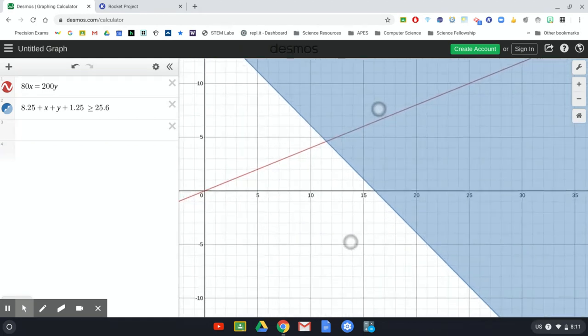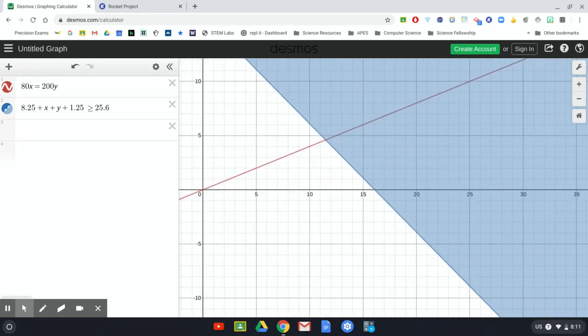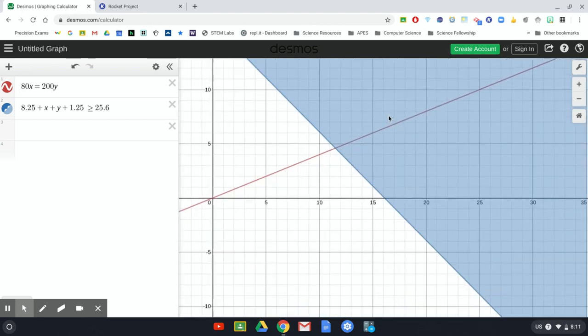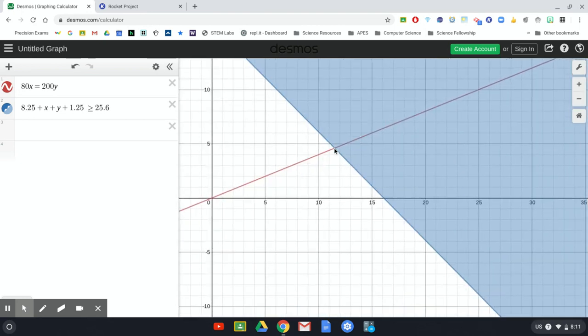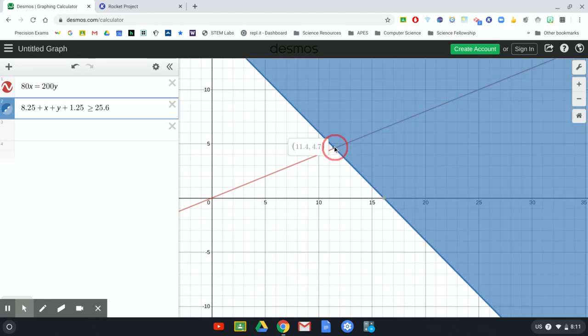So for example, if I just wanted to go with the smallest I could possibly make it and still meet my conditions, I would want to pick this point where those two lines cross, right here where it's highlighted. My top stage would be 11.5 inches long, and my bottom stage would be 4.6 inches long. That's what that means. X is the first value, Y is the second value.